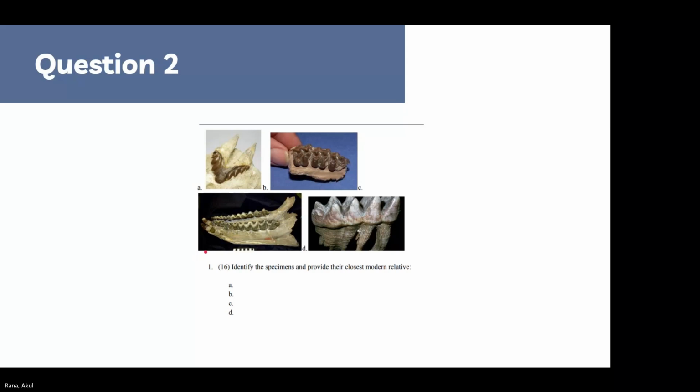And C, we see a Megacerops jaw, bottom jaw. The closest modern relative would be a rhino. And then in part D, we see that not mammoth. What's it called? The mastodon. Yeah, mastodon tooth. And the closest modern relative would be an elephant for that.